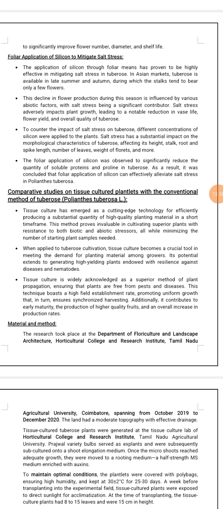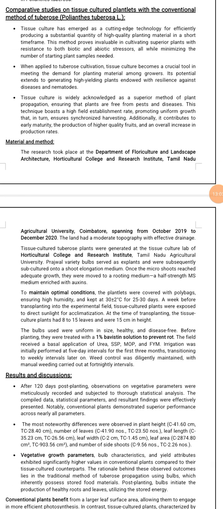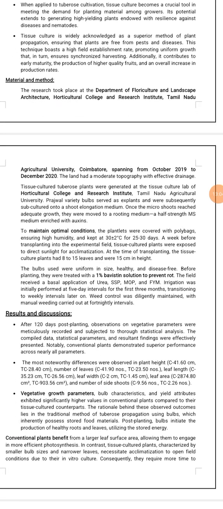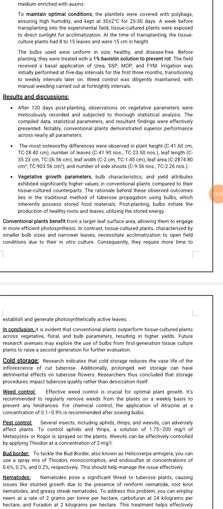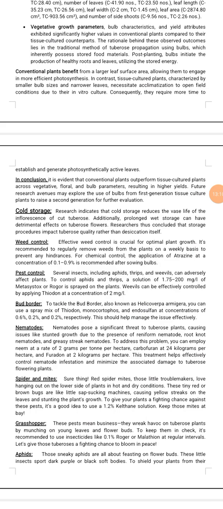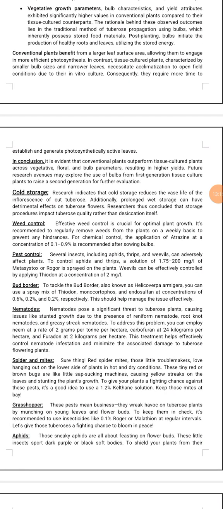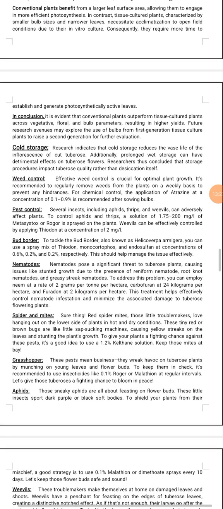Next is the foliar application of the silicon. But there are the materials and methods which are required for the proper growth, and results and discussion. Conventional plants benefit, and in conclusion it is evident that conventional plants outperform the tissue cultured plants across the vegetative, floral and bulb parameters. They result in the higher yield. Future research avenues may explore the use of bulbs from the first generation tissue culture plant to raise a second generation for the further evolution.